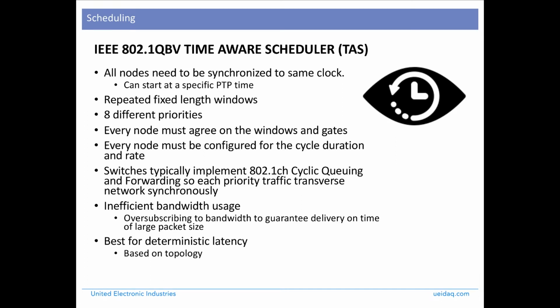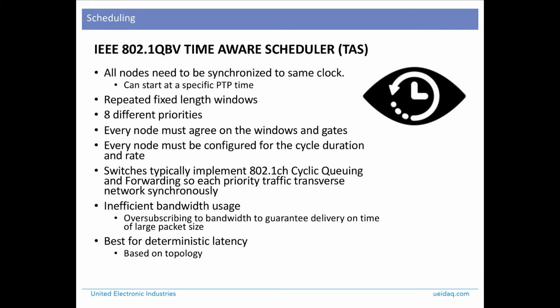Typically, there are 8 different priorities implemented. All devices are aware and share the same time domain. They must agree on the windows and gates, and a cycle duration and rate. Endpoints know when the traffic should arrive. It adds time gates on each queue on a port. At specified pre-programmed intervals, a port's lower priority queues can be blocked so that higher priority traffic can pass through unimpeded. It delivers the lowest possible latency for a stream all of the time.